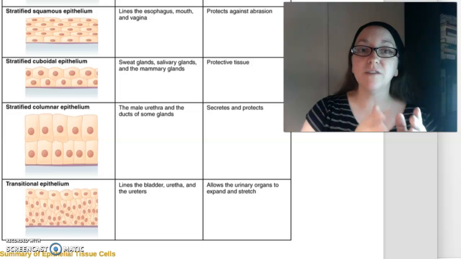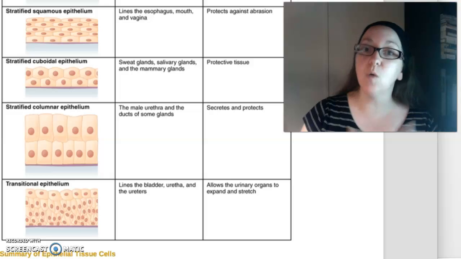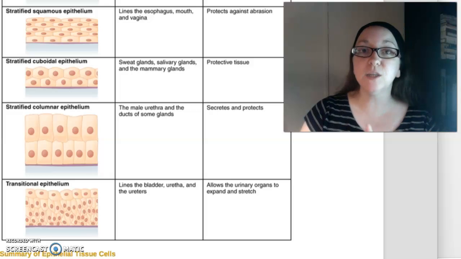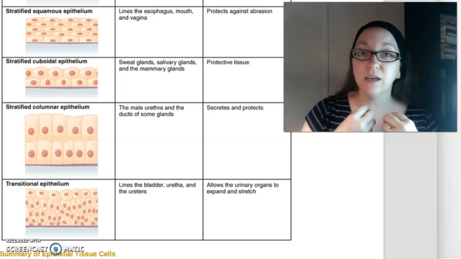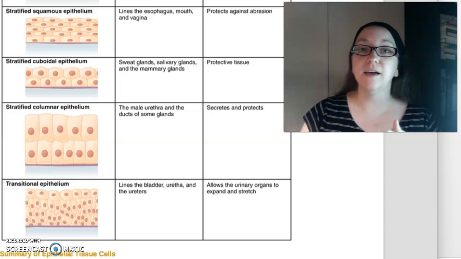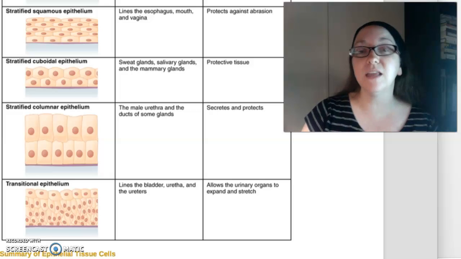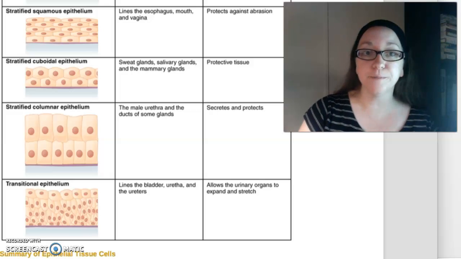The stratified squamous here, it says, lines your mouth and vagina. Those are non-keratinized. They're not waterproof, but they protect against abrasion, right? You have food going in, your urogenital tract, your anal tract, right? Those all have things passing in and out. Depending on the location, they have to be protective, and they have to be able to withstand abrasion, where some cells can slough off and the whole tissue is not damaged.